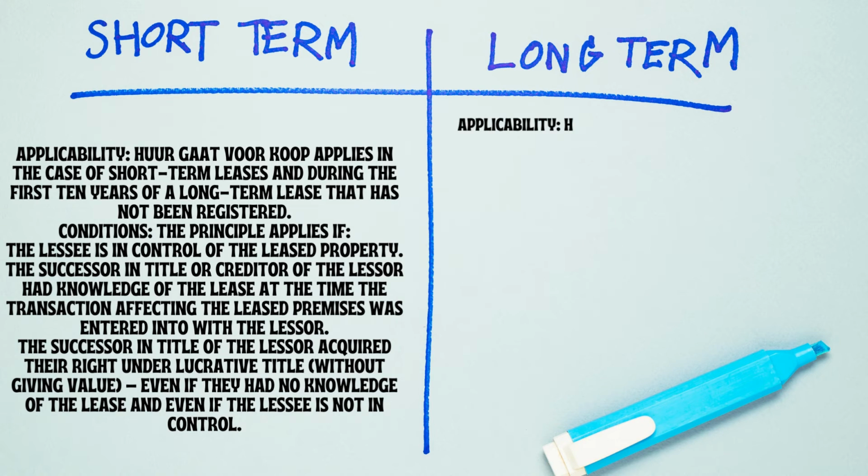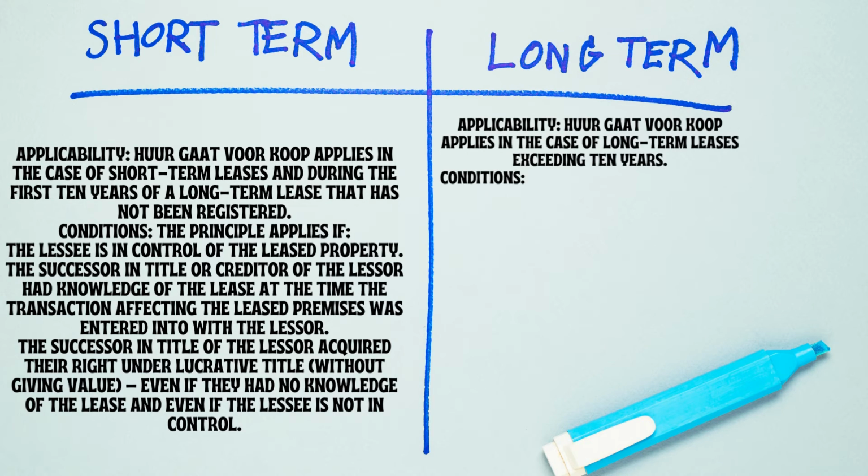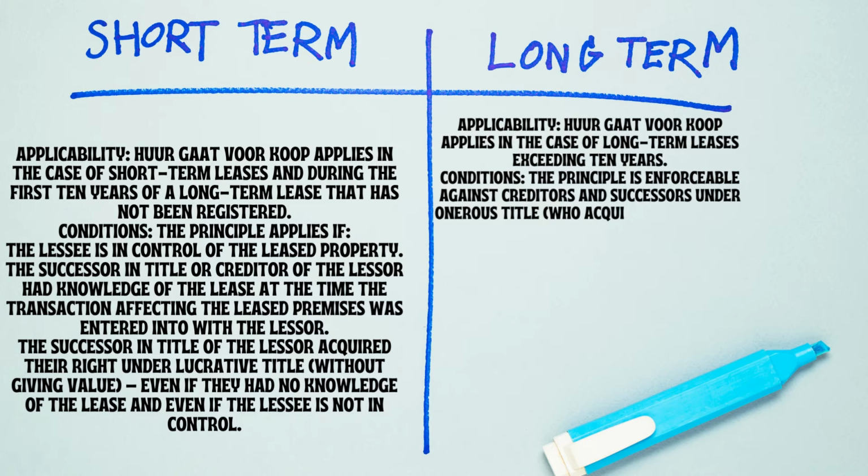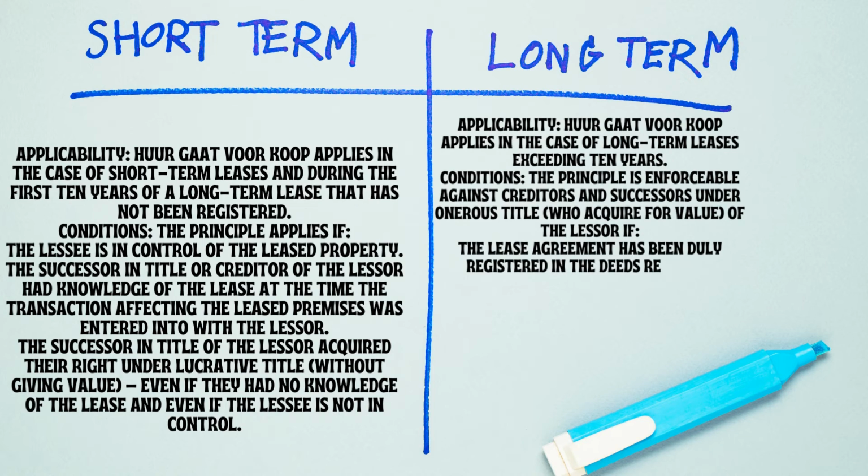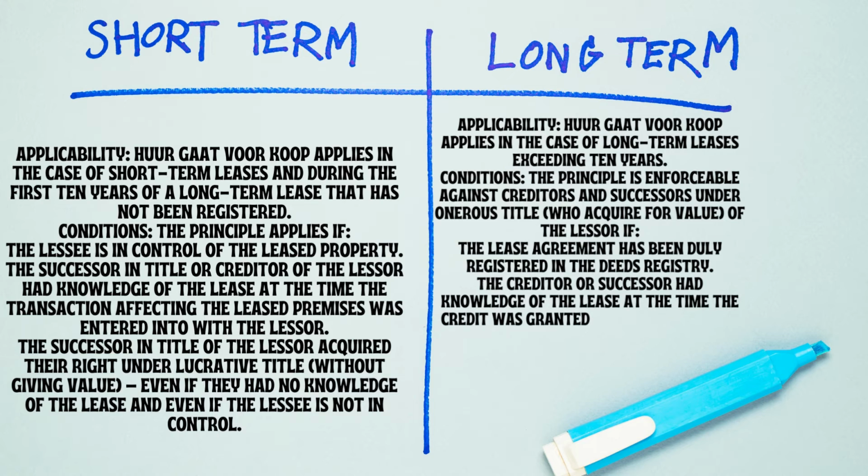2. For long-term leases exceeding 10 years. Applicability: Huur Gaat Voor Koop applies in the case of long-term leases exceeding 10 years. Conditions: The principle is enforceable against creditors and successors under onerous title, who acquire for value, of the lessor if the lease agreement has been duly registered in the deeds registry, and the creditor or successor had knowledge of the lease at the time the credit was granted to the lessor or at the time of entering into the transaction with the creditor.